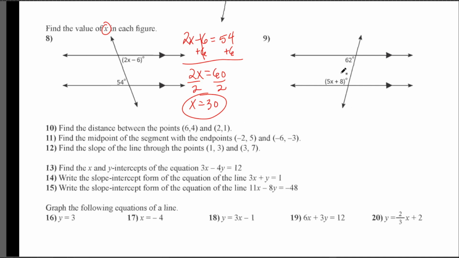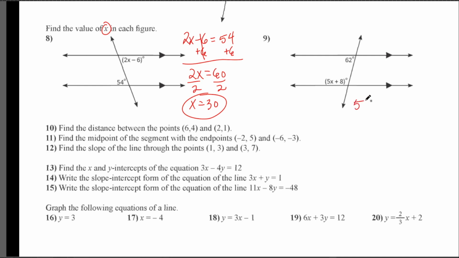What about number 9, though? Look at this 62 and this 5x plus 8. Are they equal to each other like number 8 was? What do you think? Yeah, they're corresponding angles, or you could look at this. 62 is acute. This 5x plus 8 is obtuse. What's true about an acute and an obtuse? They add up to 180. So guess what we're going to do? We're not going to set them equal to each other because they're definitely not equal.